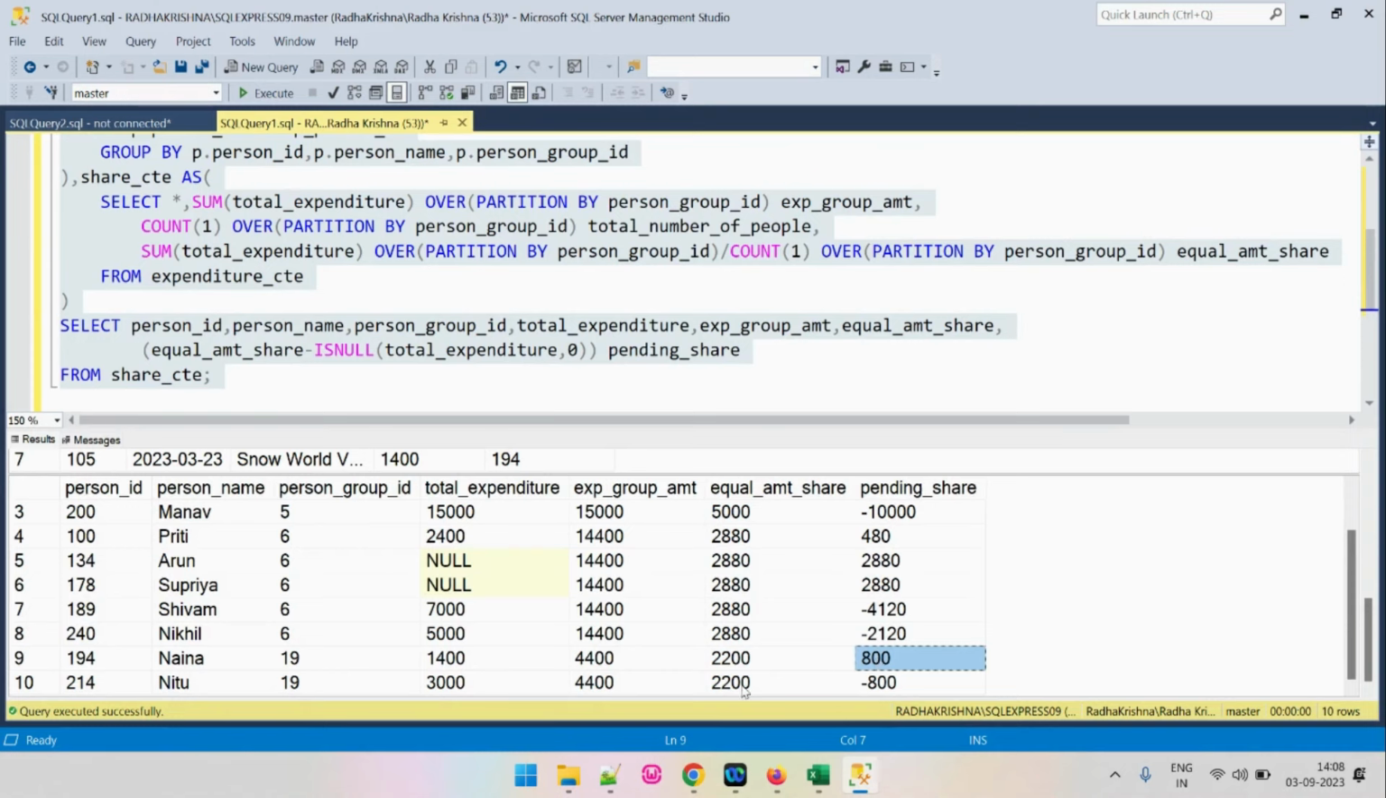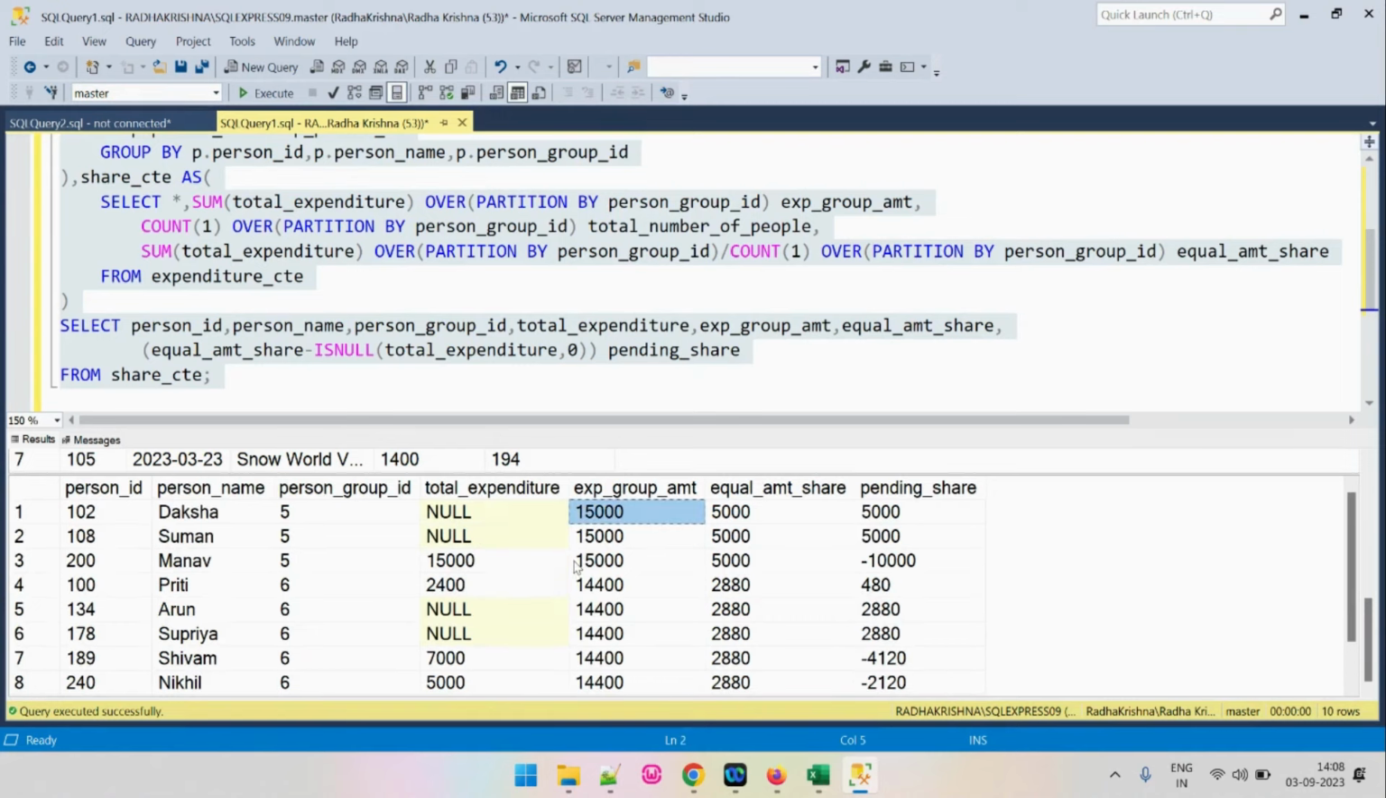And although the expected amount was 2,200, Nitu has paid more, that is 3,000. So Nitu is to receive 800, the pending amount 2,200 minus 3,000. So 800 is the amount that Nitu is to receive. So likewise we can see for this group as well.